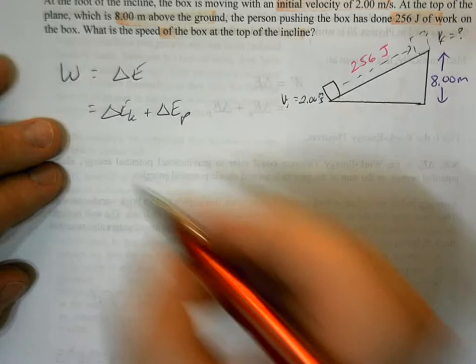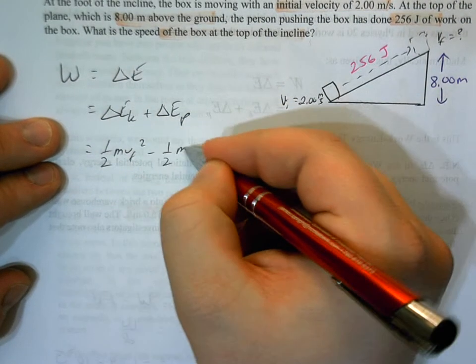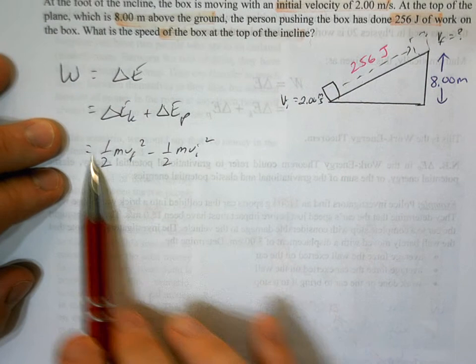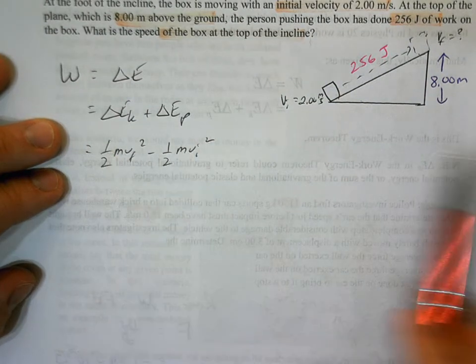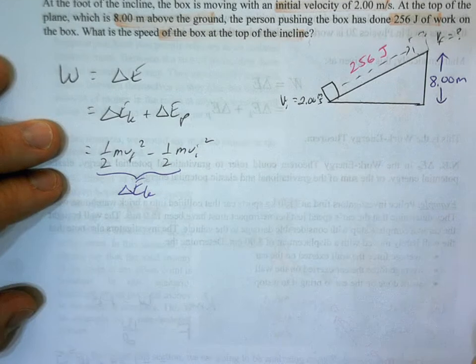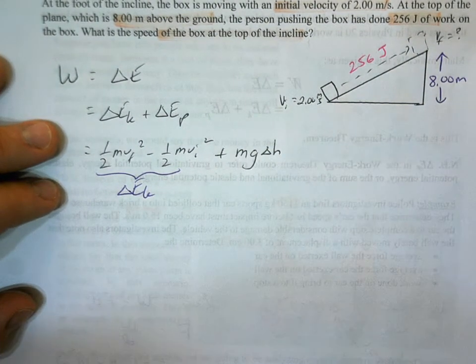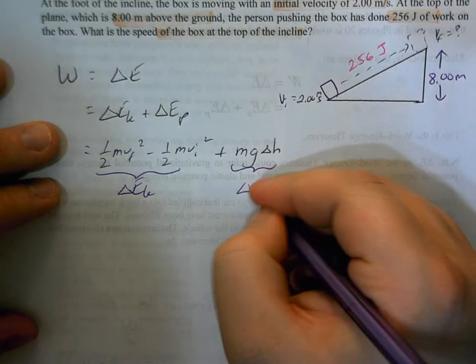So the change in kinetic energy is going to be half m v final squared minus half m v initial squared, because this is our final kinetic energy minus our initial kinetic energy. So this takes care of the delta EK. And then our change in potential energy we know is just m g times the change in height. So this takes care of delta EP.